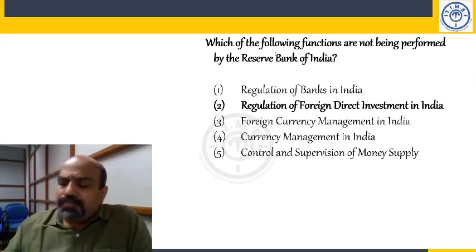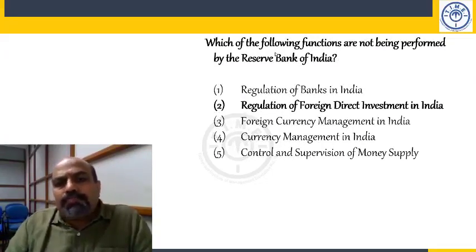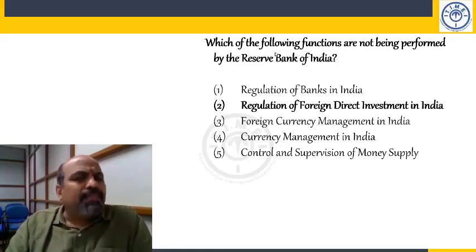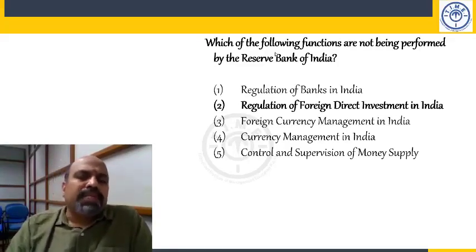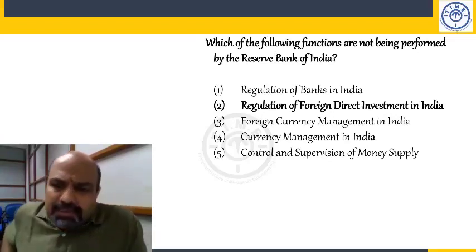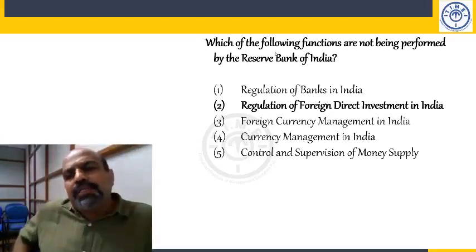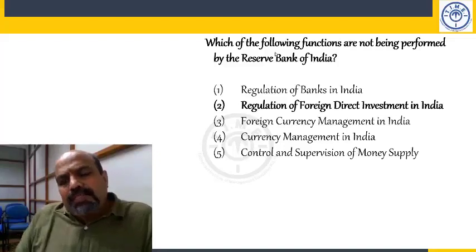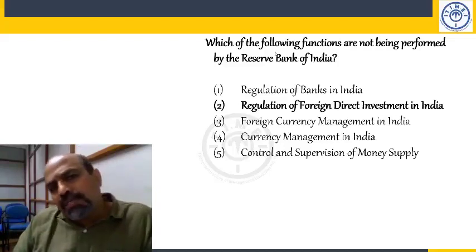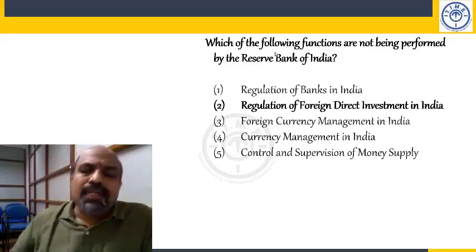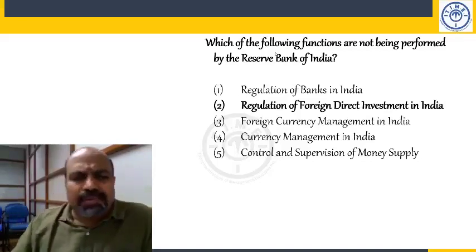Bank assurance. What about these functions not being performed? One of these functions is not being performed by the RBI. See, regulation of foreign direct investment is the job of mainly the Ministry of Commerce and Industry. You could write this: Ministry of Commerce and Industry. Some part is managed, some portions are also regulated by the Ministry of Finance, but it is usually the Ministry of Commerce and Industry. The rest are all functions of the RBI.